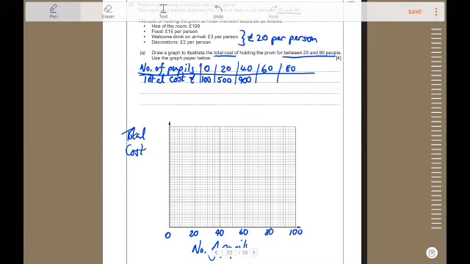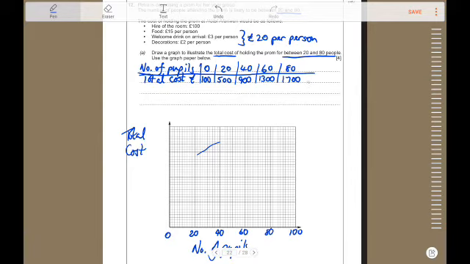60 people, 60 times 20, 6 2s are 12, so that's 1,200, plus the 100 is 1,300. If we notice, it's going up by 400 each time. So I reckon that's going to be £1,700, but let's double check. 80 times 20, 80 people, £20 per person. 8 2s are 16, so 80 times 20 is 1,600, plus the 100, 1,700.